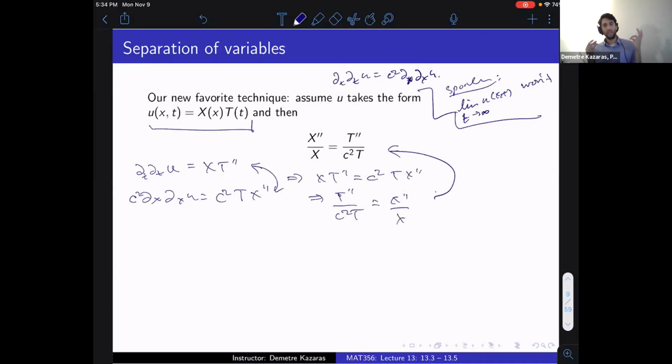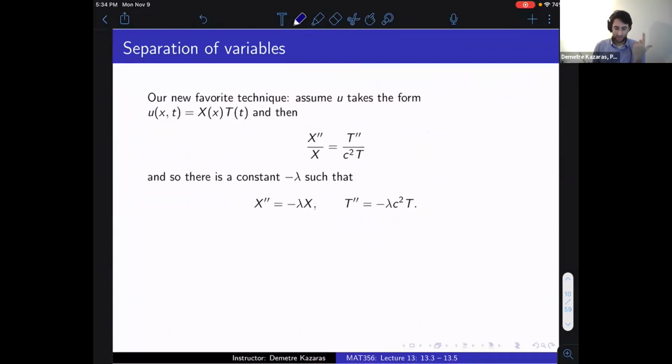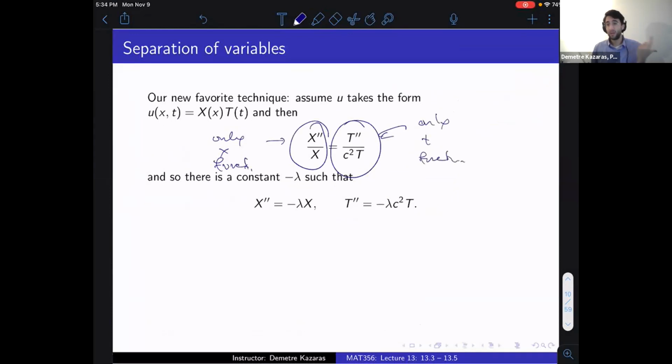So we assumed that there is a separated form for the solution, and then we rewrote the wave equation and separated, putting all the x stuff on one side and all the t stuff on the other side. This is a precarious position, like we saw in the heat equation. The left-hand side is only an x function, and the right-hand side is only a t function. The only way for two functions that depend on two different variables to be equal is if they are constant and the same constant.